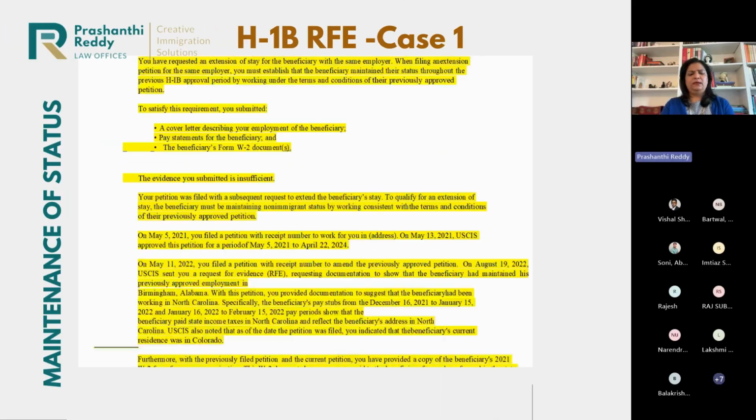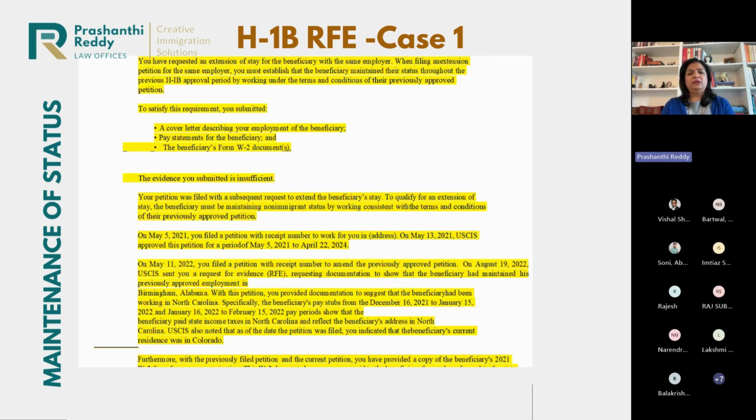The first one would be for maintenance of status. Now, this RFE will show you exactly what you shouldn't do in a change in work location. So this was a client who came to us after the H1 was filed on their own, and they came to us and they got the RFE. And this is a learning moment as to what not to do, whether you're a beneficiary or whether you're an employer. And you can see what happens.